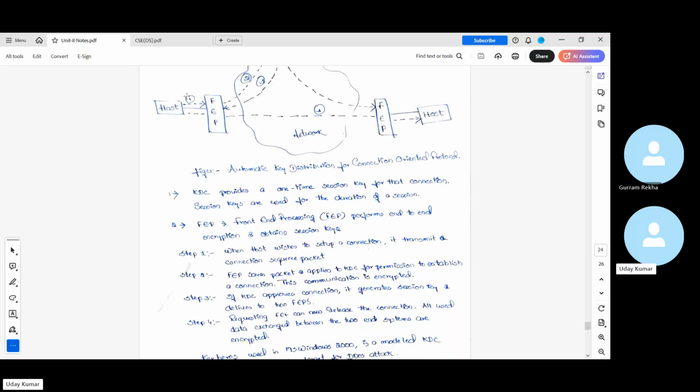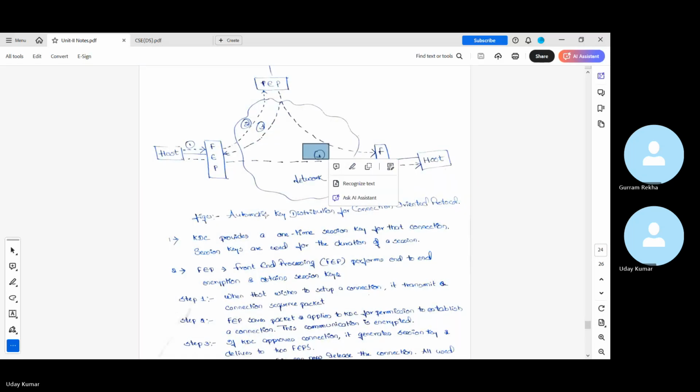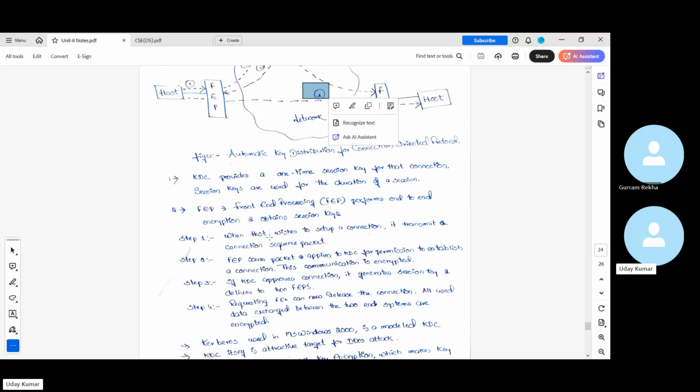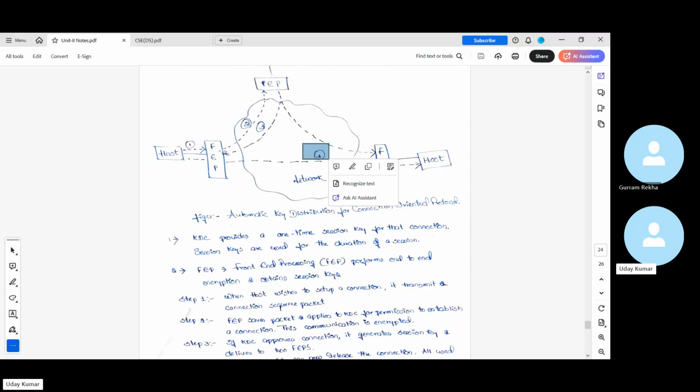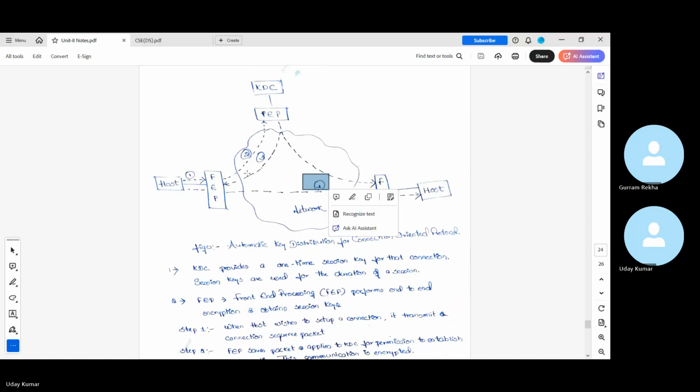So step one. Just understand 1, 2, 3, and then 4. Just 4 steps. When the host wishes to set up a connection, it transmits the connection request packet. Okay, the host will request, and that request will go to the FEP. The FEP saves the packet and applies to the KDC for permission to establish a connection, and this communication is encrypted, obviously. So once the FEP receives the request, that FEP goes to the KDC.